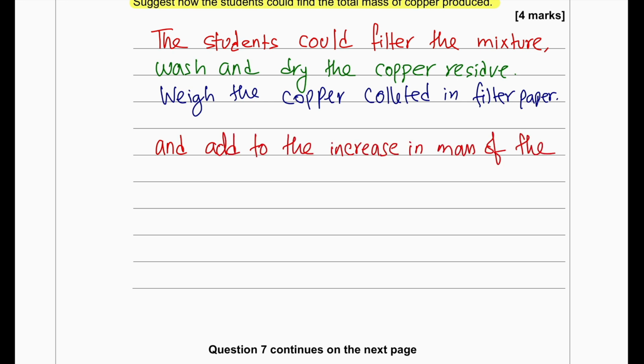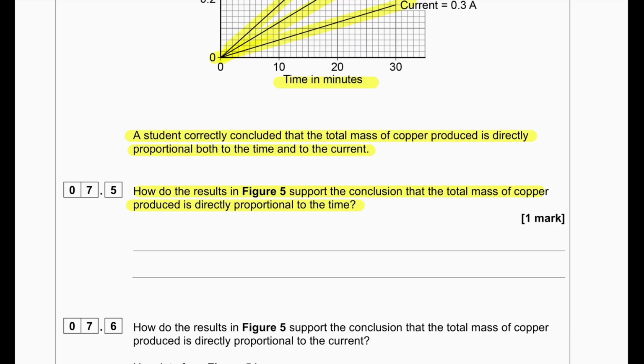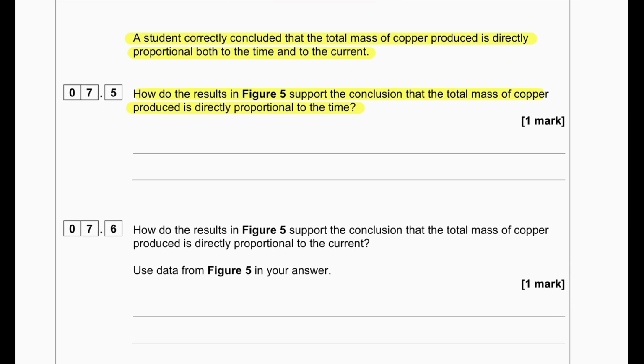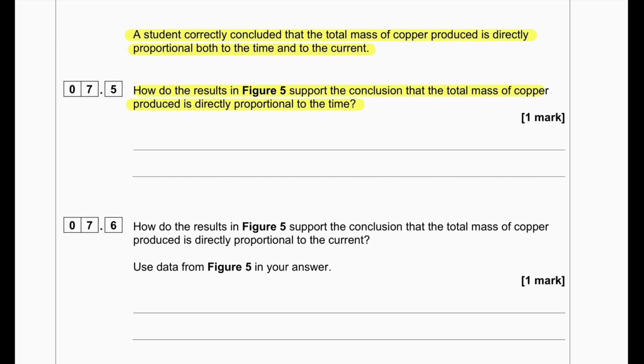The student plotted their results on the graph. Figure 5 shows the graph. Time in minutes. As time increased, the total mass of copper produced in grams also increased. So it is proportional with the amount of current that is applied. The student correctly concluded that the total mass of copper produced is directly proportional both to the time and to the current. How do the results in figure 5 support the conclusion that the total mass of the copper produced is directly proportional to the time?